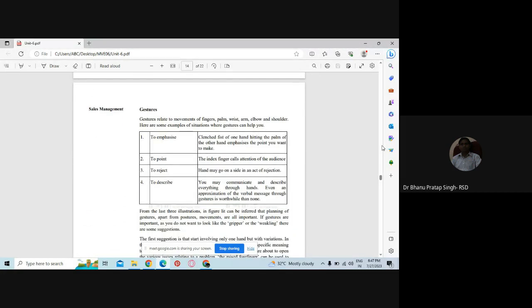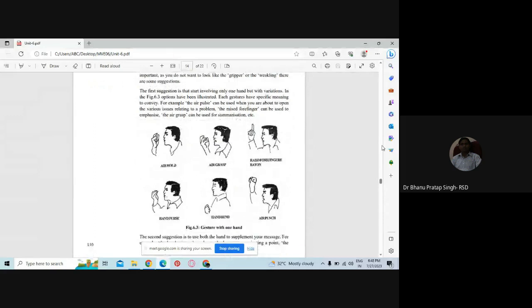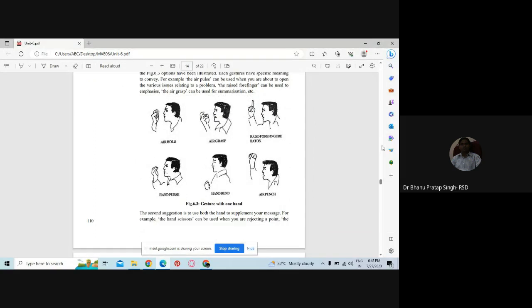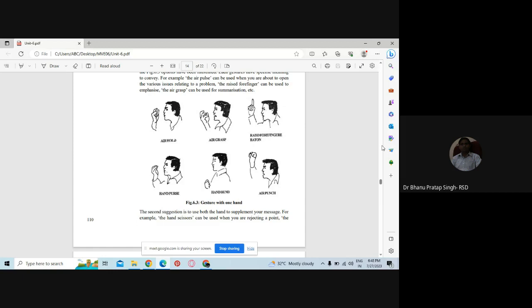Even gestures, there are some examples of what gestures should be used by the presenter, means the use of finger, palm, wrist, arm, elbow, shoulder, all should be in a very attentive mode, and therefore the message should be very clear. To make the message clear, these are some body gestures. This is the air hold, air grab. These are raised forefinger, pattern, hand purse, hand bean, air punch. These are the gestures of the hand.